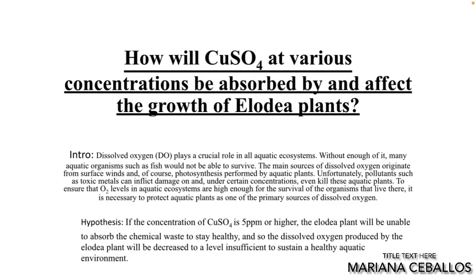Hello, I am Mariana Ceballos, and this is my experiment. How will copper sulfate at various concentrations be absorbed by and affect the growth of allodia plants?